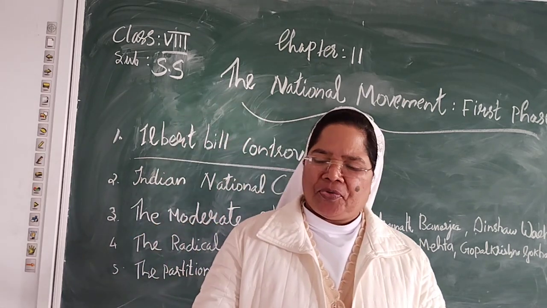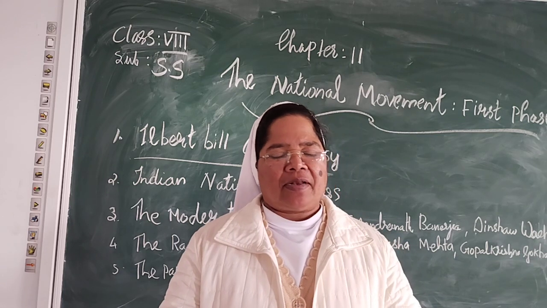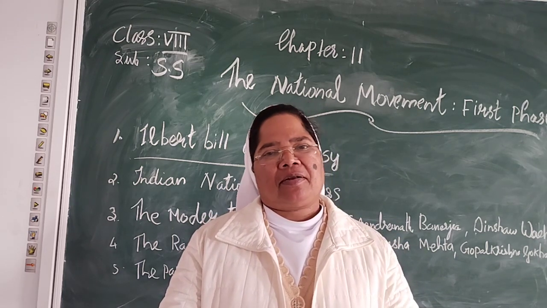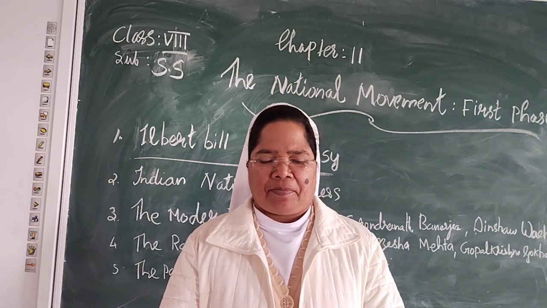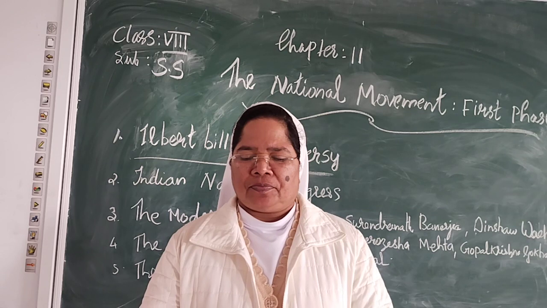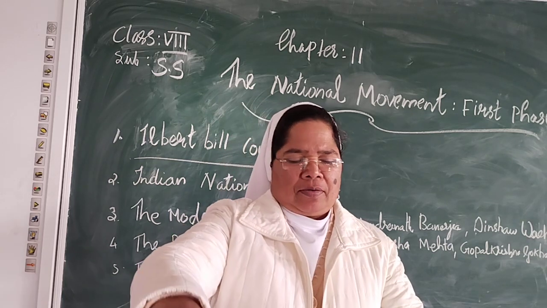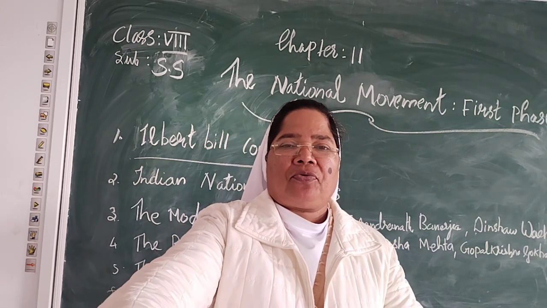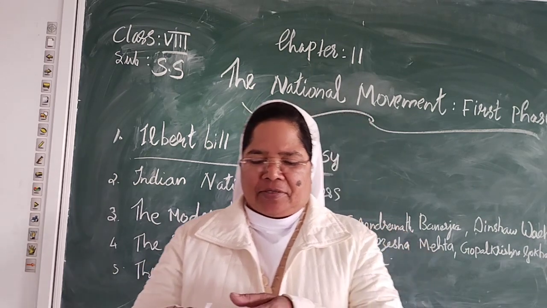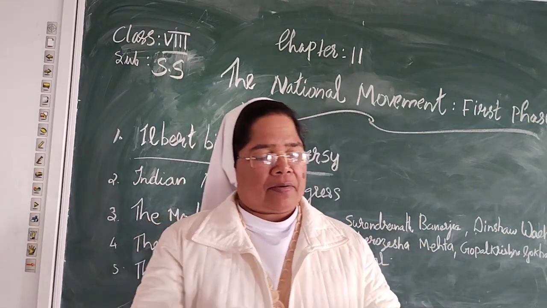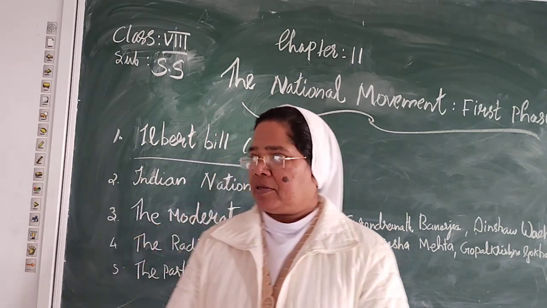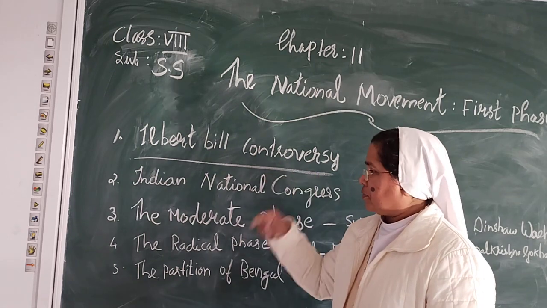Today, let us continue our chapter 11, the national movement. The first phase we already started in the last class. Now this is the second part. We have finished the factors that led to the growth of nationalism. Now let us see the second part: the Ilbert controversy.